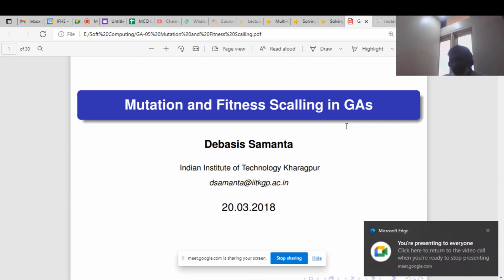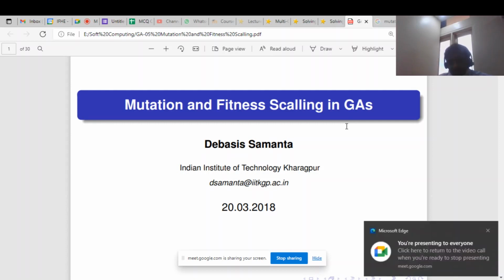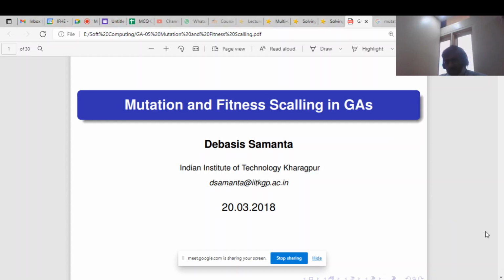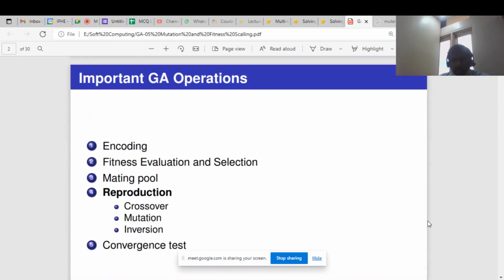So last class we discussed various crossover techniques. With that we'll stop discussing crossover techniques. Now we'll be moving on to the next GA operation. We are discussing various GA operations. We started with encoding, which is used to generate the initial population, and then we discussed how to evaluate the fitness score, and how crossover is done. Now we'll be discussing the remaining reproduction techniques, mutation and inversion. This is what we'll be discussing in this lecture.